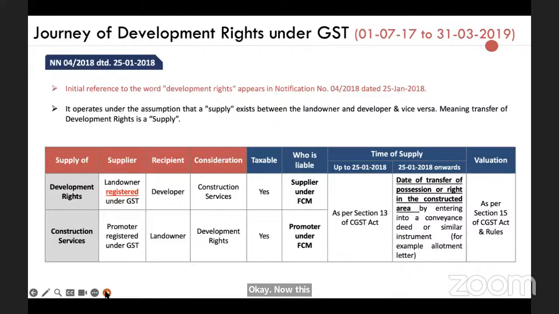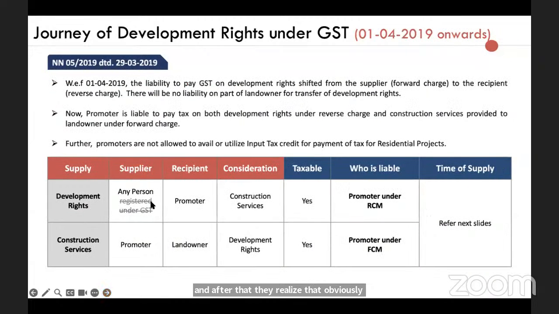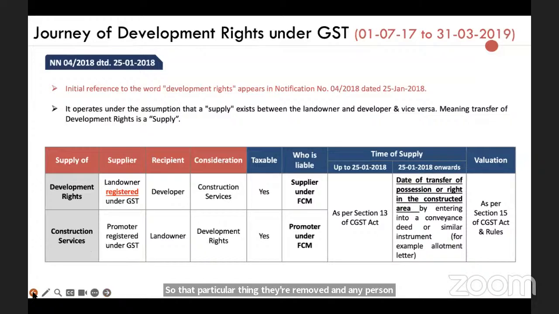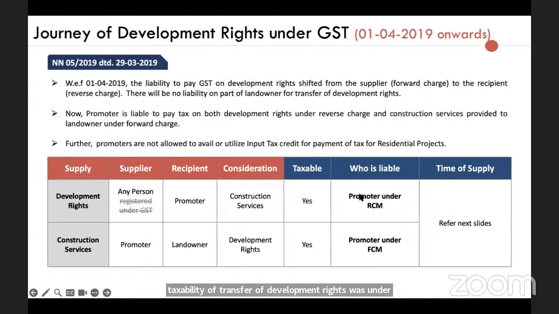Now, this is the journey of development rights. Earlier, it was like a landowner who is registered under GST. That was the wording used till 31st of March 2019. After that, they realized that obviously a landowner will not be registered at any point of time. So they removed that particular thing, and it says any person. And if at all the landowner is registered, then taxability of transfer of development rights was under FCM, but now it is under RCM. So promoter, I mean, promoter means developer. Promoter is the new term used after 1/4/2019, that the promoter will be liable to pay GST under reverse charge with certain exclusions and exemptions.